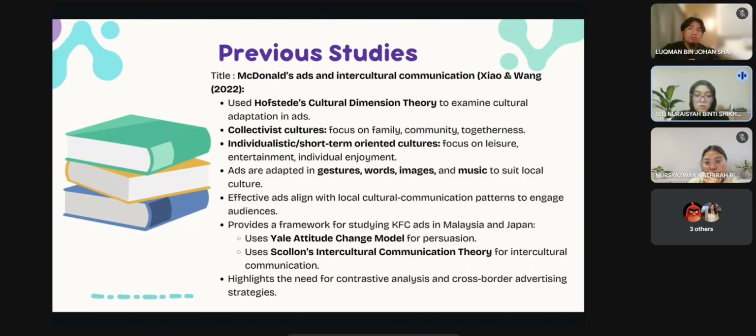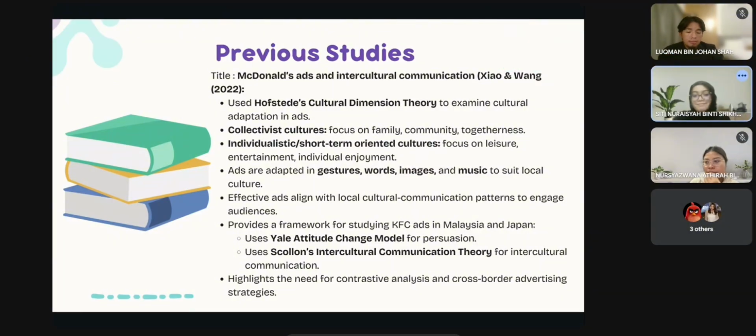In relation to our study, Xiao and Wang's work provides a useful framework for analyzing KFC advertisements in Malaysia and Japan. While they use Hofstede's model, our research integrates the Yale attitude change model to explore persuasive strategies and Scollon's intercultural communication theory to understand intercultural communication. Overall, this highlights the importance of a contrastive approach and the need for cross-border advertising strategies that are culturally sensitive. Next.